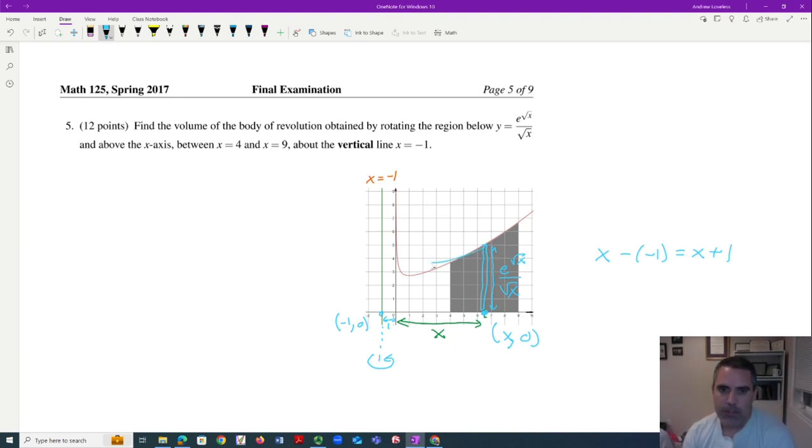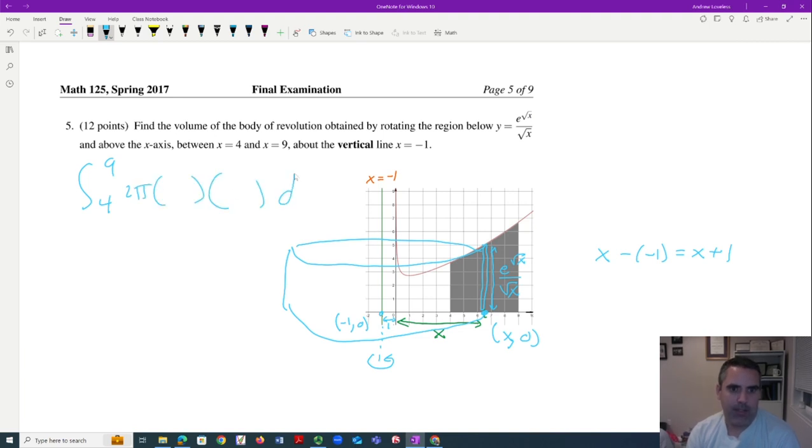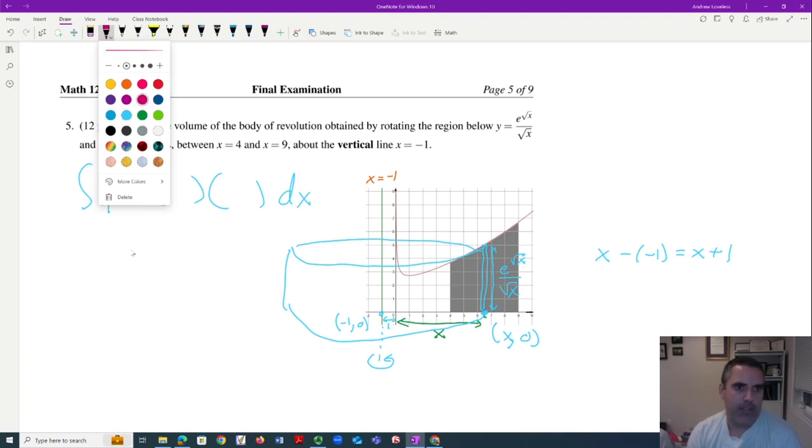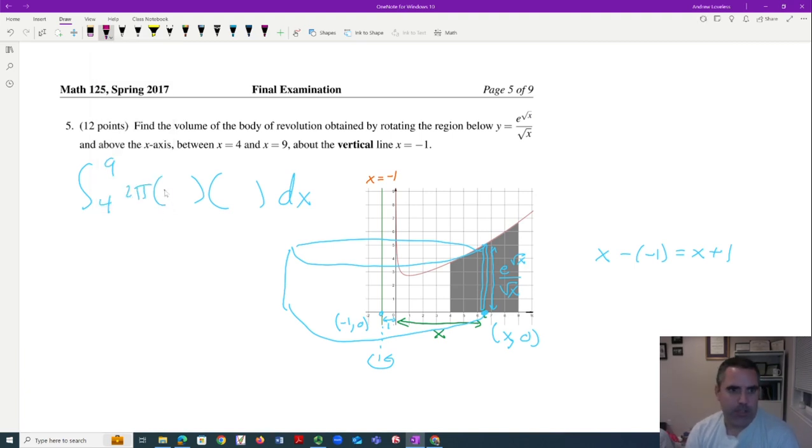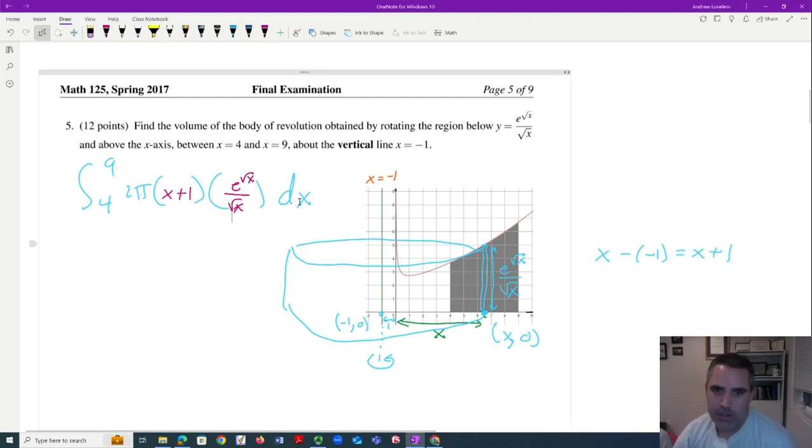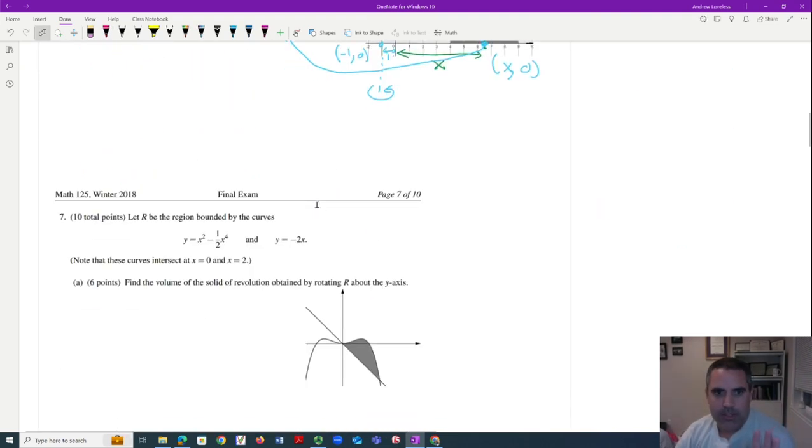Okay, so at this moment, you should see that it's a shell, and now I'm ready to do the whole problem. The integral from 4 to 9, 2 pi times the radius times the height, dx, and I'm basically done. Because the radius, we just said, is x plus 1. The height is e to the square root of x over square root of x. Once you know how to label and what you're going for, these become very fast questions. And I think you had to do integration, but in this video, I'm not focused on the calculation.